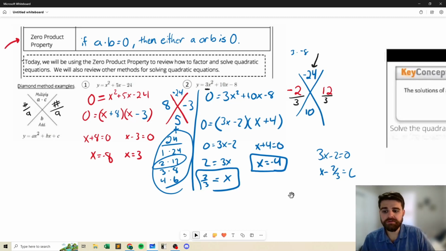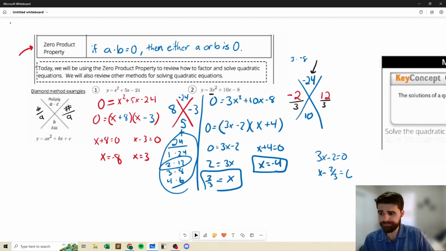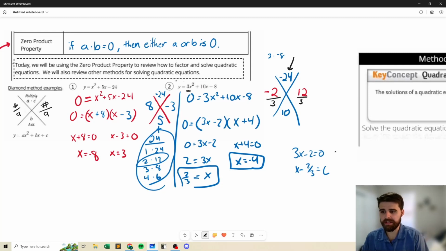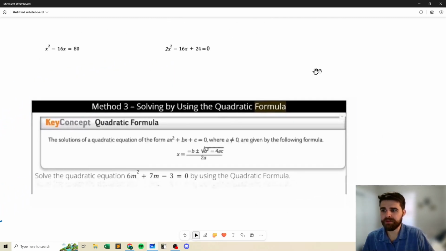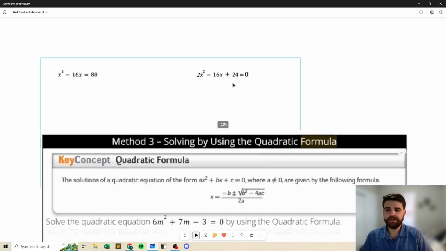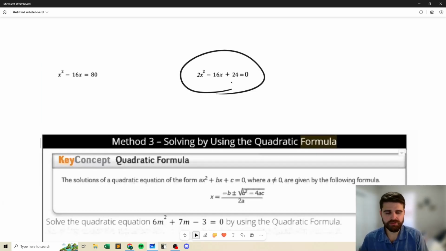Now, the next thing I want to do is take a look at some exceptions to this. So you might think that anytime we see an a value that's not 1, we can just jump into the diamond method anyway and start solving. But that's not really true. Take a look at this example here. This one is above method 2 in your notes.